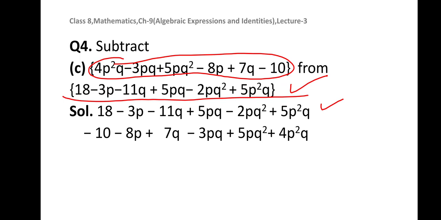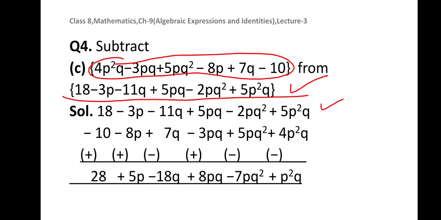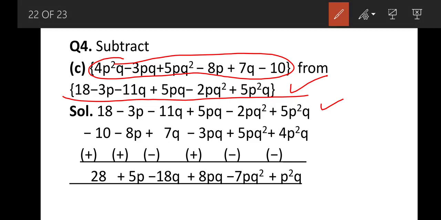minus first expression, and I am using here column method. You can use horizontal method also. So I am explaining the steps. I have written this first because I need to subtract the first expression from this expression, so it should be written first, minus I need to subtract this expression. I have written, dear children, you must be observing that I have written the like terms in such a way that they are one below the other. I am using column method, and this is the rule in column method.